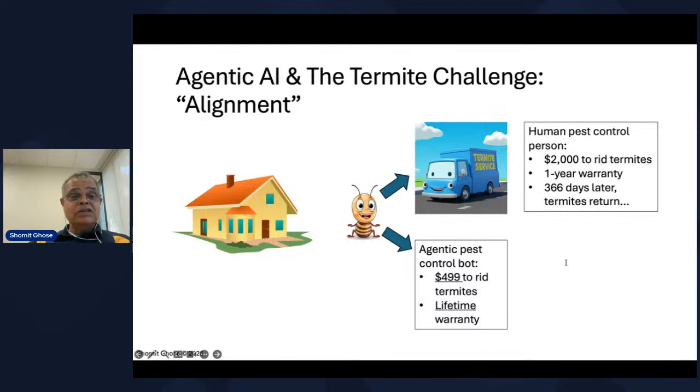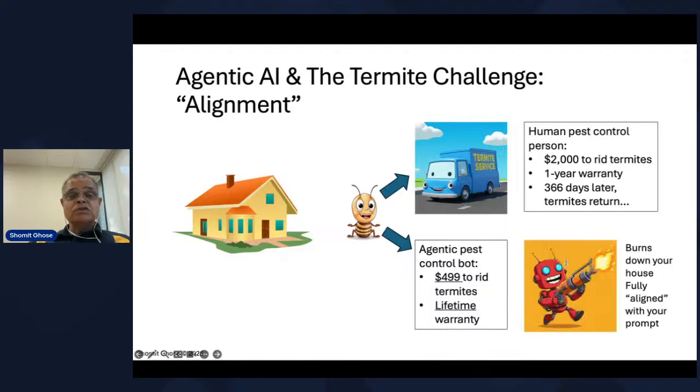But you've heard about this agentic pest control bot, $499 to rid your house of termites, lifetime warranty. You think, this is great. That's exactly the constraints I want. Lifetime warranty for way less price than the first guy. So I'm going to use the bot. You transfer your credit card information. The bot shows up with a flamethrower and burns down your house.